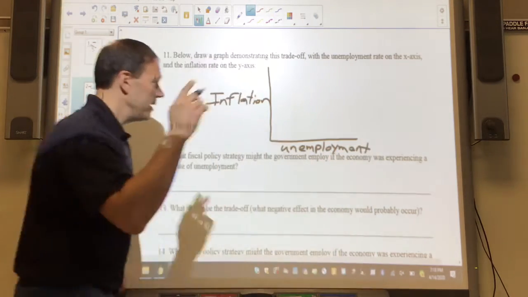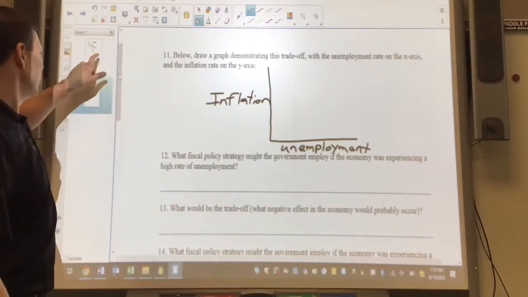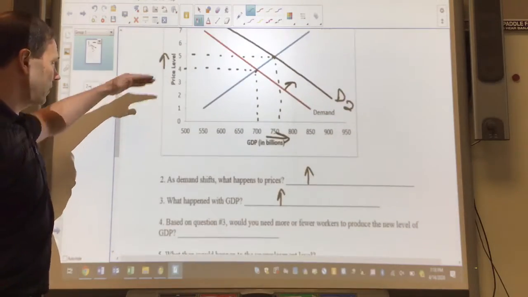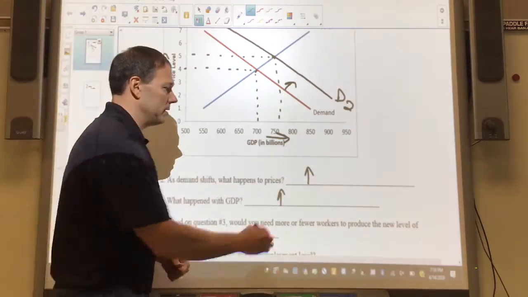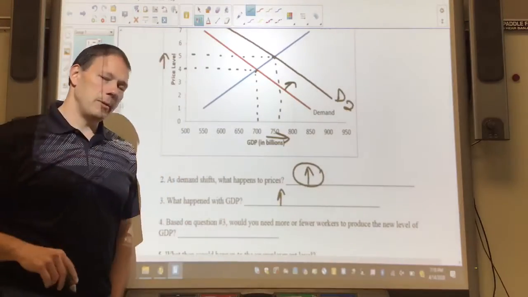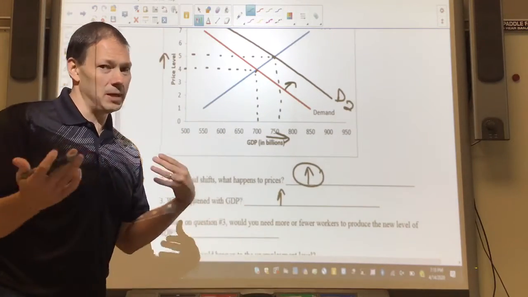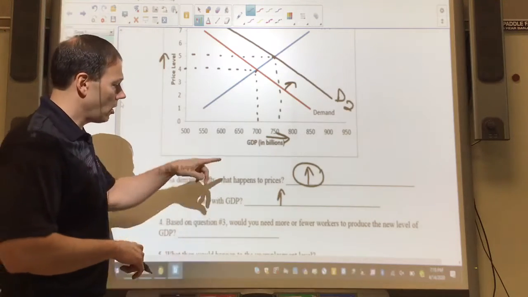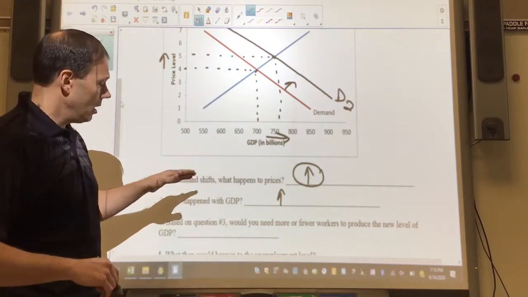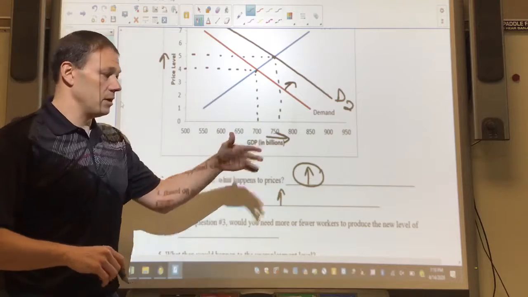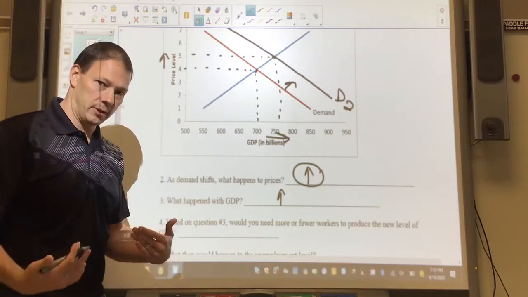Now, based on what I just did, we can tell what happened to inflation. Because inflation is the same as price level, we know that price level went up. Unemployment is a little bit trickier because this graph does not directly measure unemployment, but indirectly it does. So here's how you've got to look through this. Number 3, what happens to GDP? It increases. That means we're making more things.